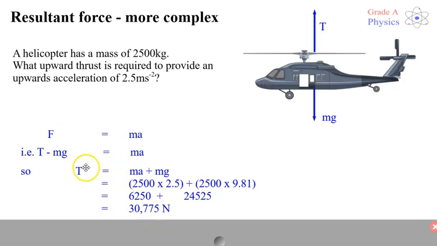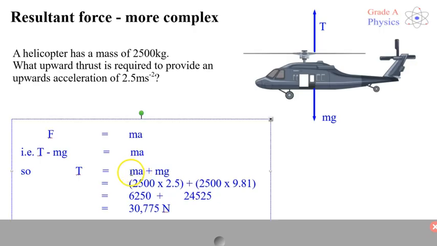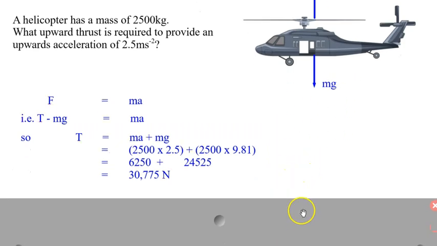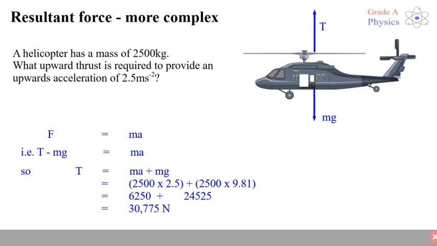So you could imagine that the thrust is doing two things. It's got two jobs to do. It's got to balance the weight and also provide the resultant force m times a. So the thrust has to be large. It's got to be the sum of these two things in order to give us this acceleration acting upwards.